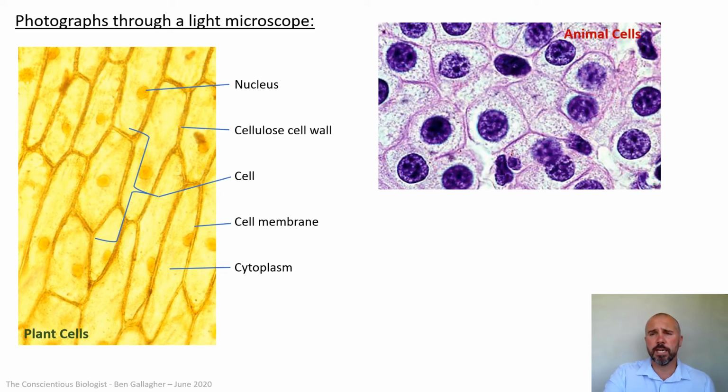let's look at animal cells now. This one's been stained, so you can see the nuclei much more clearly on this one, and it's at a slightly higher magnification than the previous one.